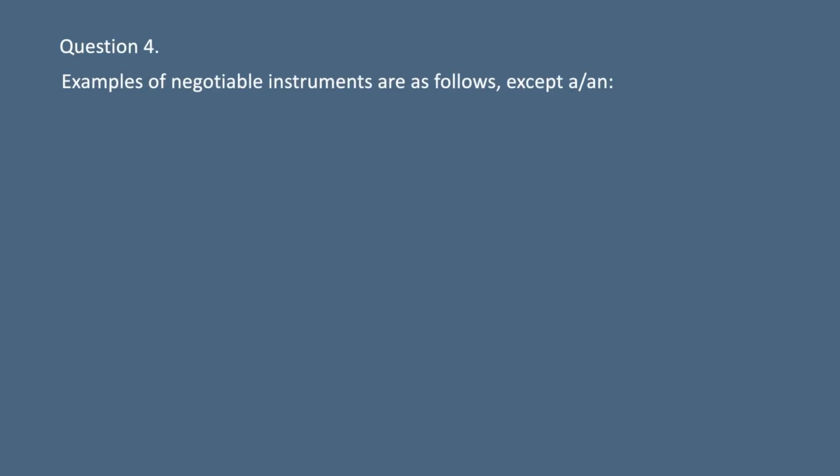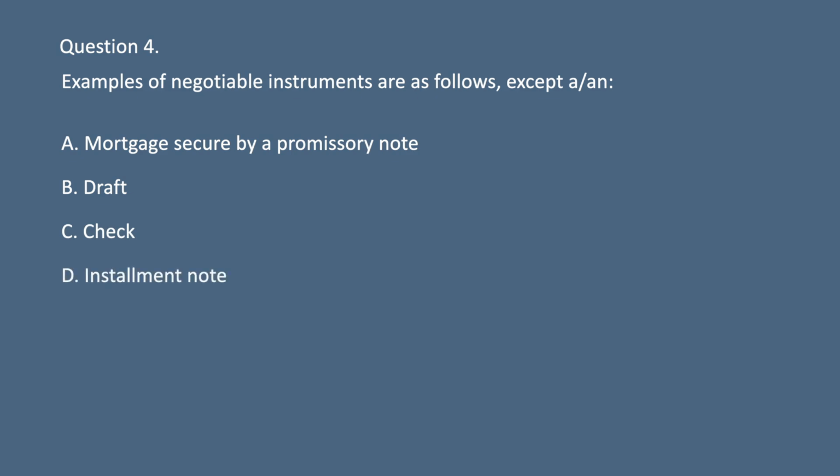Question 4. Examples of negotiable instruments are as follows, except A. A mortgage secured by a promissory note. B. A draft. C. A check. D. An installment note. Answer. A. The note is negotiable but not the mortgage.